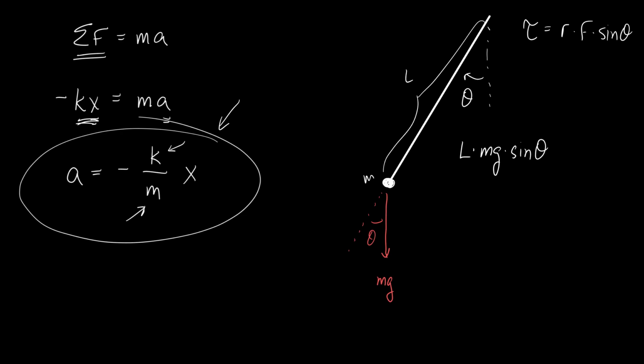Okay. Net torque equals I alpha. Now, our torque is L mg sine theta, but it's negative, meaning it's going to cause it to move in the opposite direction of theta, right? If we move theta clockwise, this torque is counterclockwise. This has to equal I alpha. This is a point mass. Do you remember how to find the moment of inertia of a point mass?